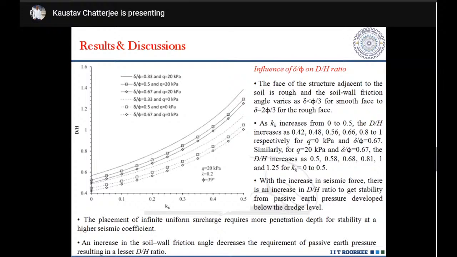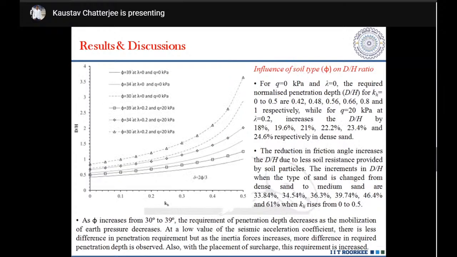And increasing the soil-wall frictional angle will obviously decrease the requirement of passive earth pressure, resulting in a lesser d by h ratio because it will be imbibing more strength to the soil type. That is, when no surcharge load is acting, okay, the penetration depth for different magnitudes of kh is this, while with q equals 20 kPa and λ equals 0.2, the d by h ratio increases to 24.6% in dense sand.